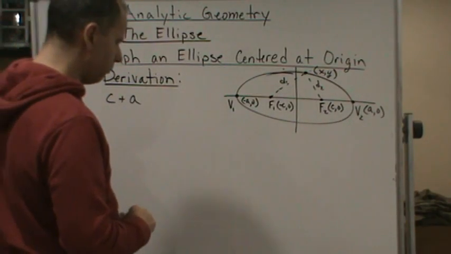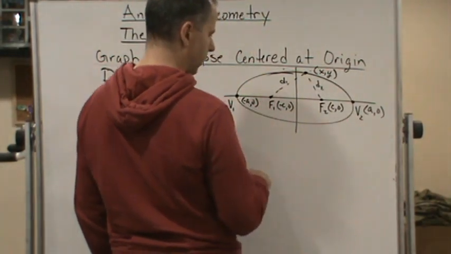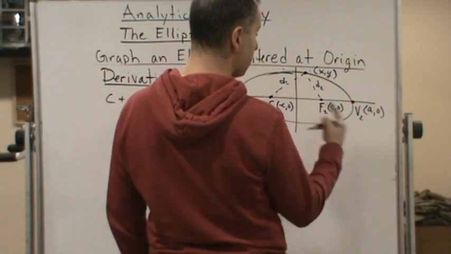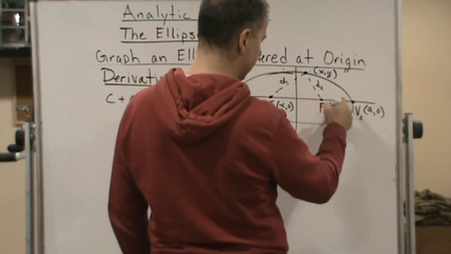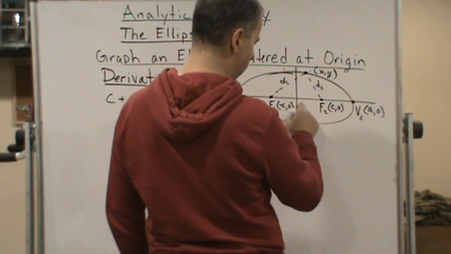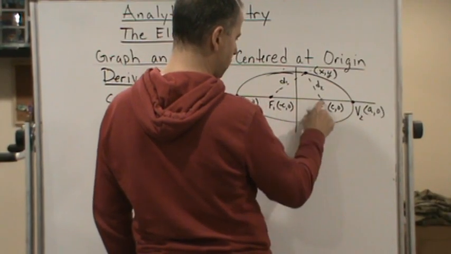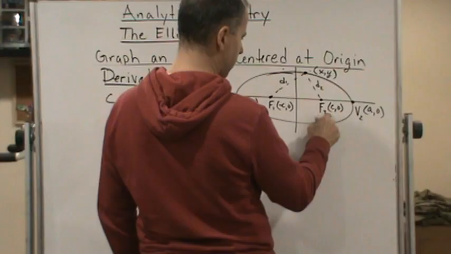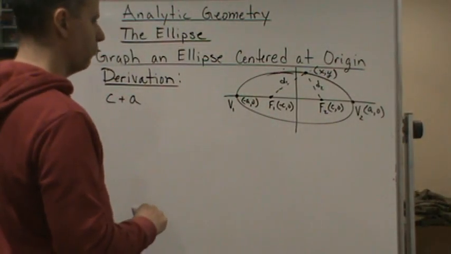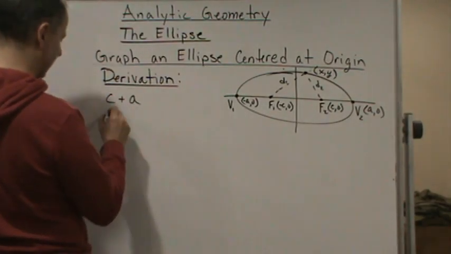Now, let's take the distance from f2 to v2. So that distance would be what? Well, in this case we would subtract, because we need to find this distance. We're going to take the larger distance from the origin to the vertex, which is a, and subtract off the smaller distance from the origin to the second focus, focus 2. So that's going to be a minus c.